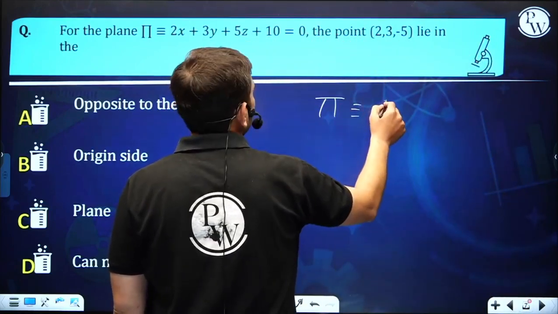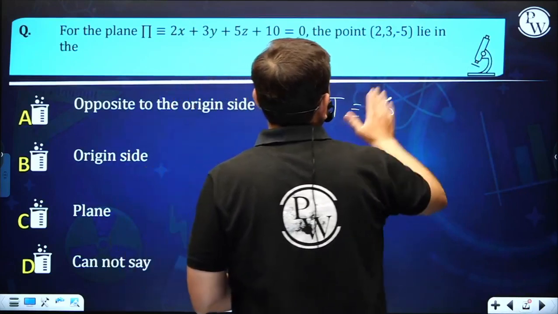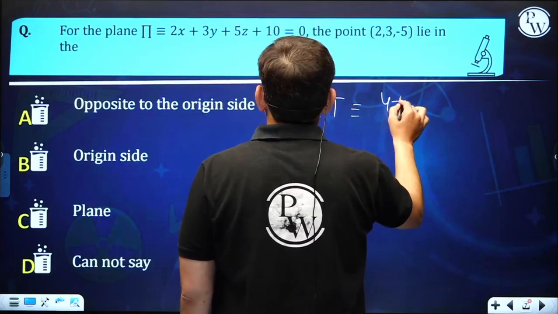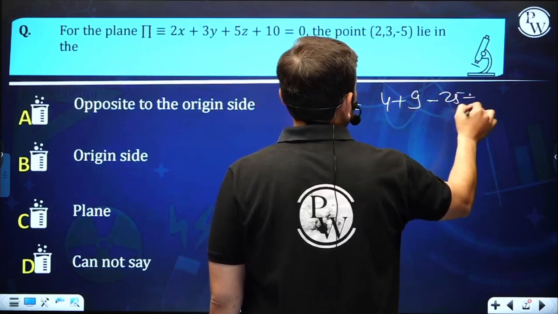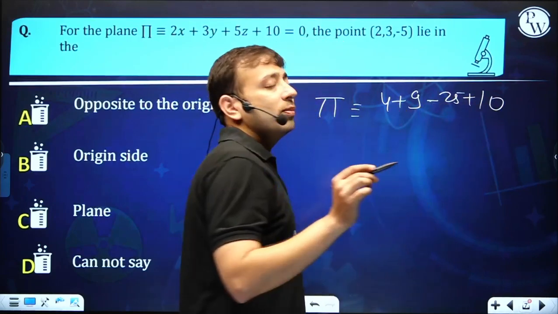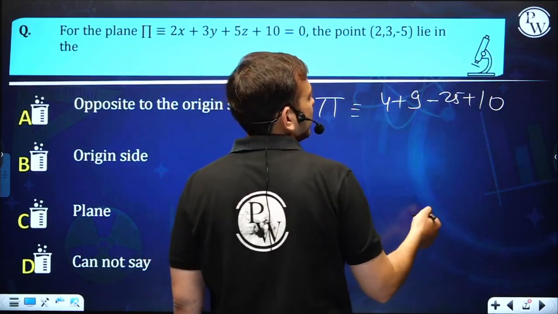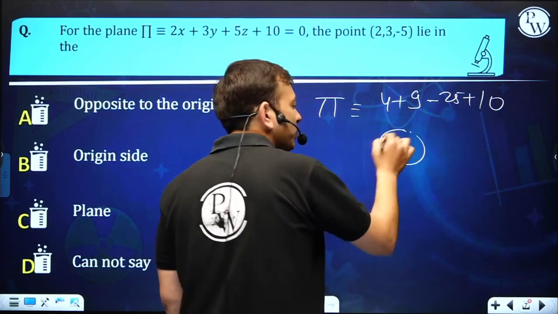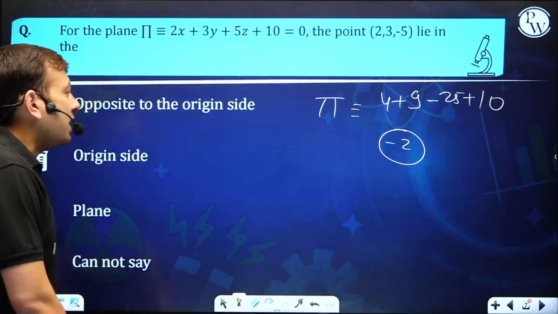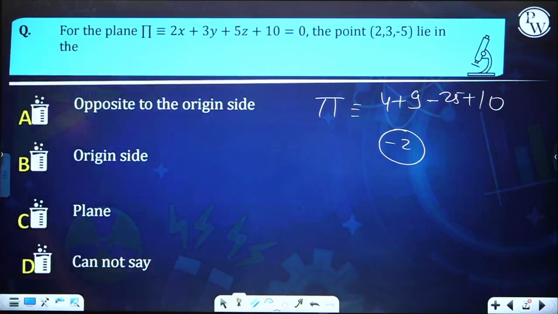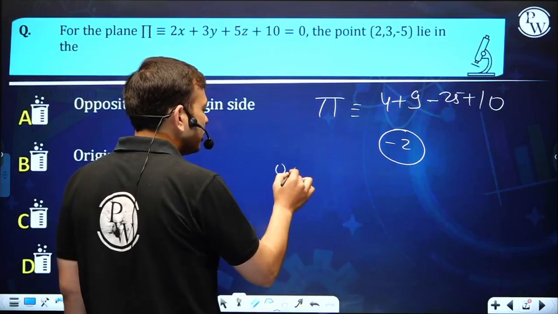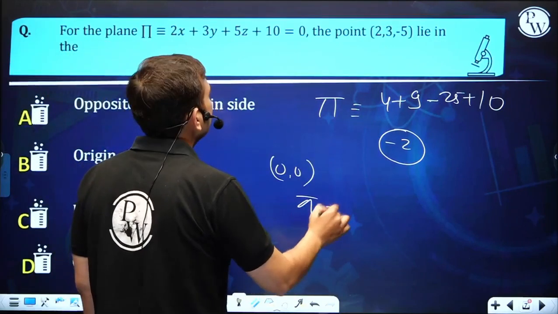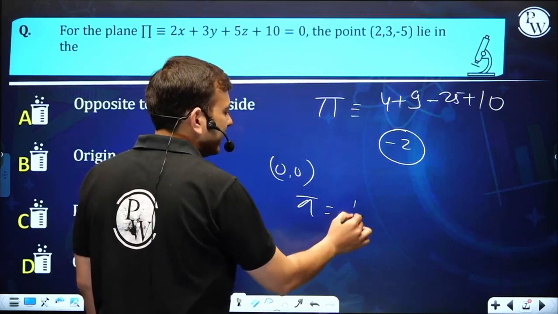So, 2 twos are 4, plus 3 threes are 9, minus 5 fives are 25, plus 10. So, 4 plus 9, 13, 13 plus 10, 23. So, you will get minus 2. You will get 9 minus 2. So, it lies on the opposite side to the origin. How? Now, put origin. So, sir, 0, 0, 0, I'll get 10.